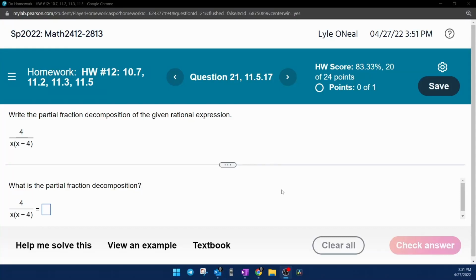Right, here we go. Question 21 from our Precalculus, homework number 12 in MyLab Math. They want us to write the partial fraction decomposition of the given rational expression. So the first thing I want to do is copy this rational expression over into our scratch work and show you how to solve the problem.